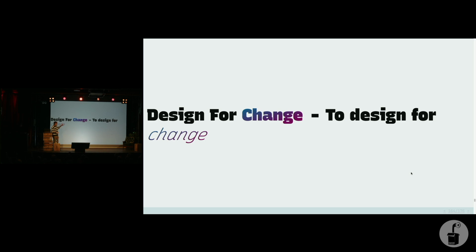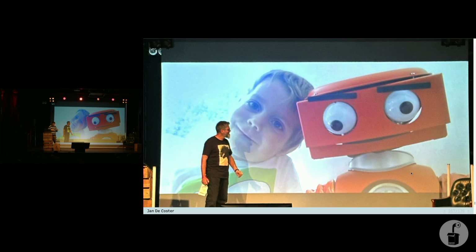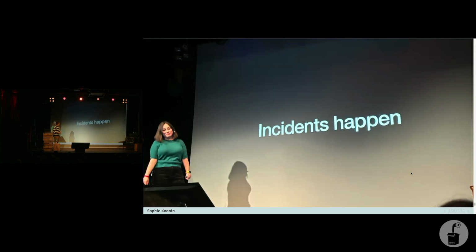Yes, we should design for change. The fact that we control the paper page is a limitation of that medium. We have more power than that. We can do more, but we have to do that by doing less, by having less control, by providing hints that the browser is allowed to ignore. We need to express things that the robots can understand and take and do something else with. And they can figure out what to do when incidents happen, because incidents always happen.